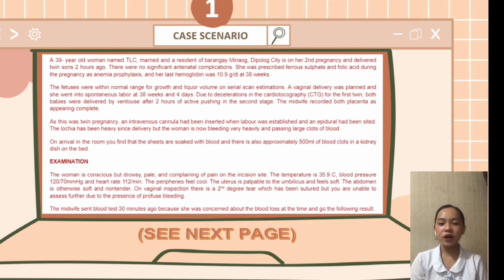Examination. The woman is conscious but drowsy, pale and complaining of pain at the incision site. The temperature is 35.9, blood pressure 120/70, and her heart rate is 112. The uterus is palpable to the umbilicus and feels soft. The abdomen is otherwise soft and non-tender. On vaginal inspection, there is a second-degree tear which has been sutured, but you are unable to assess further due to the presence of profuse bleeding. The midwife sent blood tests 30 minutes ago because she was concerned about the blood loss at the time, and they got the following results. The physician ordered the following after examining the patient and the blood test results.